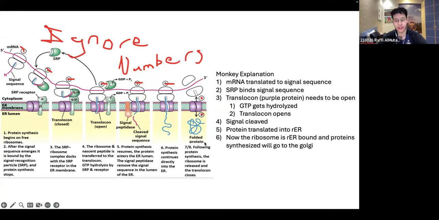I know there's a lot of words. Do you guys want me to repeat anything, or does this seem clear? Now, I want you to focus on the monkey explanation, because if a monkey can understand it, we all can understand it, I hope. All right. Can I re-explain? Which part would you like me to re-explain?